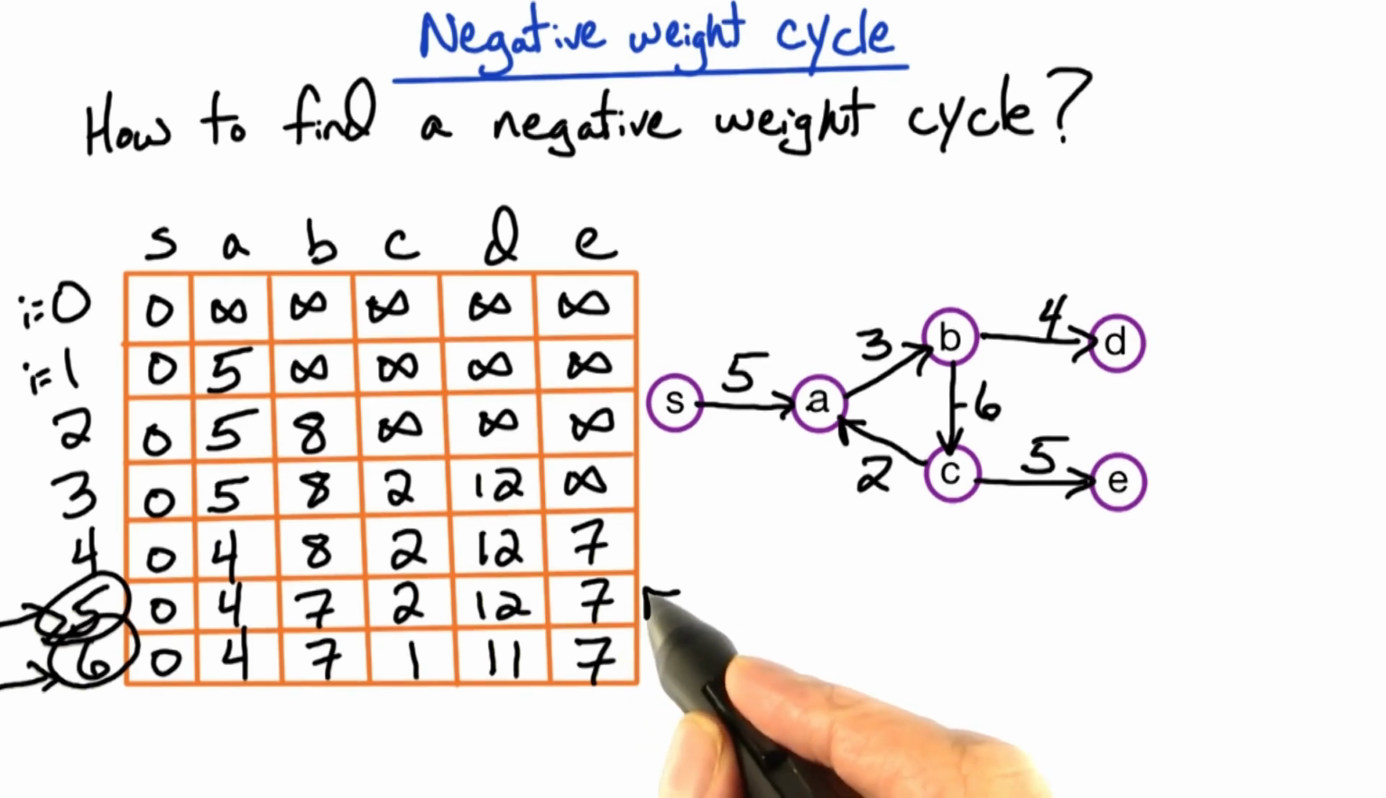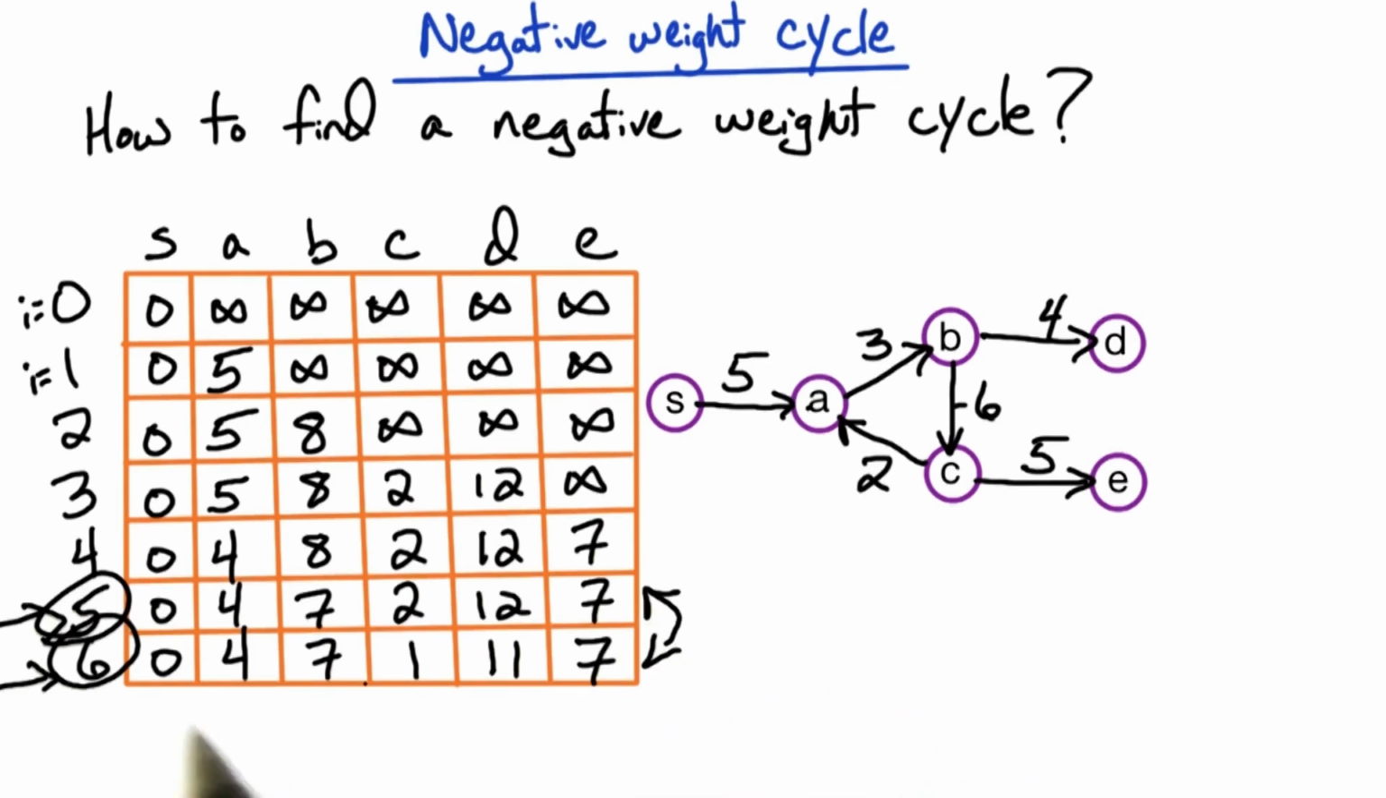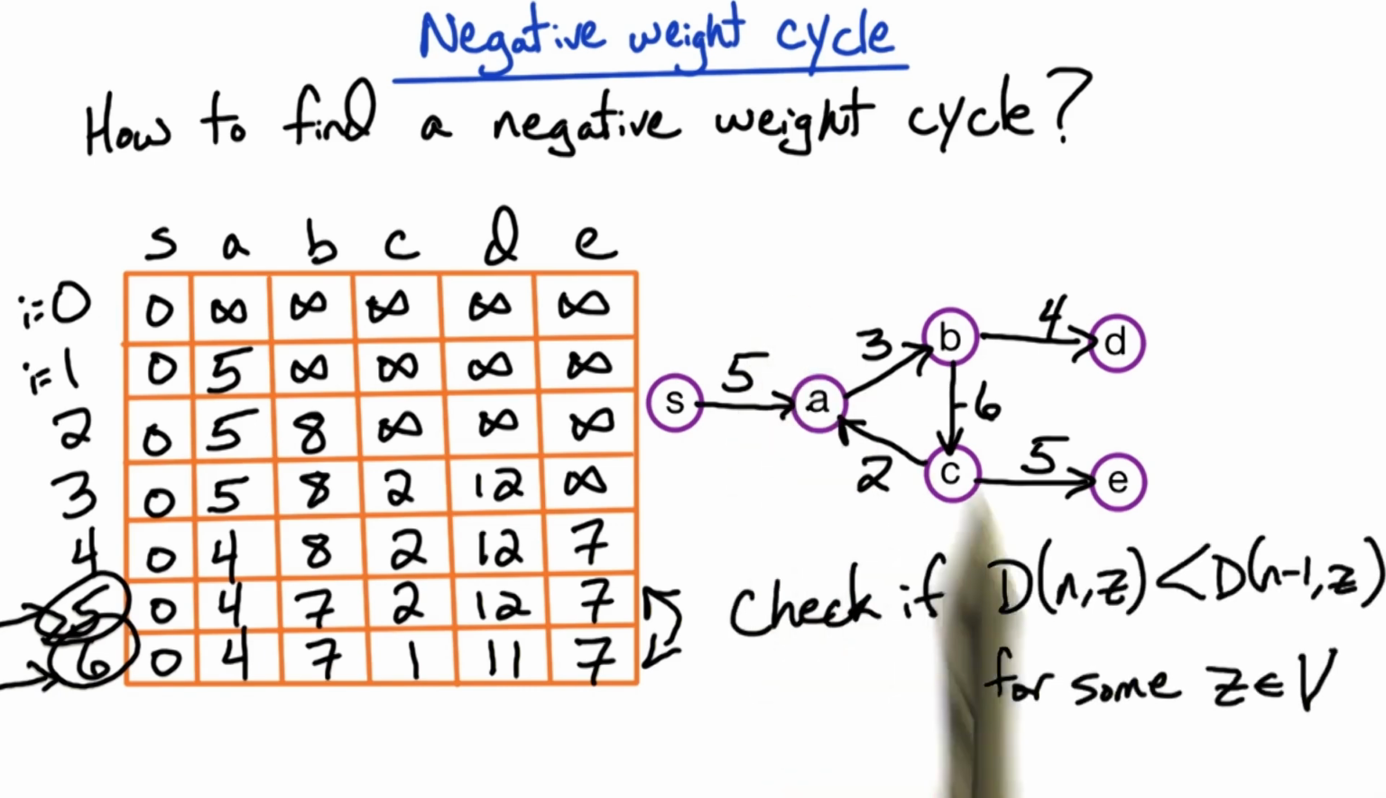We compare these two rows. And if i equals n is different from i equals n minus 1, then that shows us that there is a negative weight cycle. So how do we check if there's a negative weight cycle? We check if the entry d of n, z is strictly smaller than d of n minus 1, z for some vertex z. So the row i equals n is different from the row i equals n minus 1 in some entry z. If that is the case, then there is a negative weight cycle and it involves z.